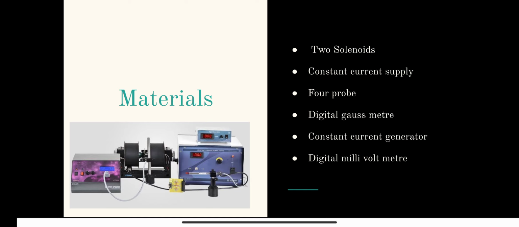Materials required for this experiment: two solenoids, constant current supply, 4-probe, digital gaussmeter, constant current generator, digital millivoltmeters. These are the materials required for this experiment.